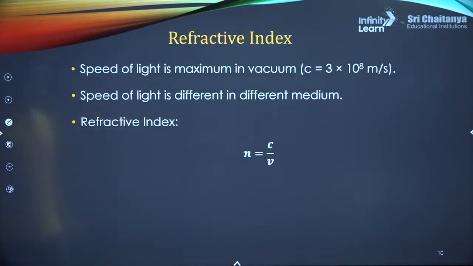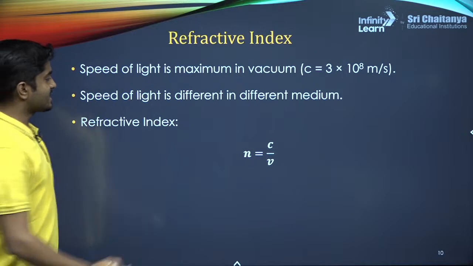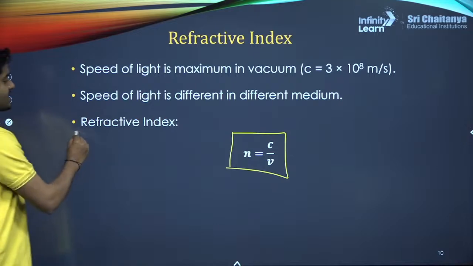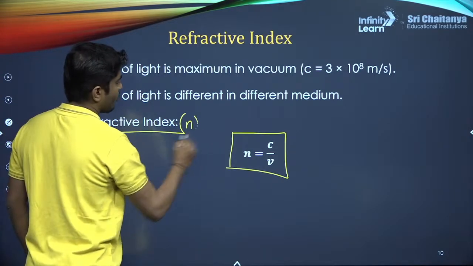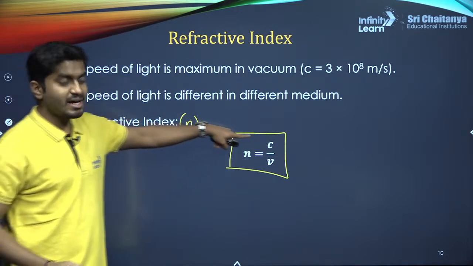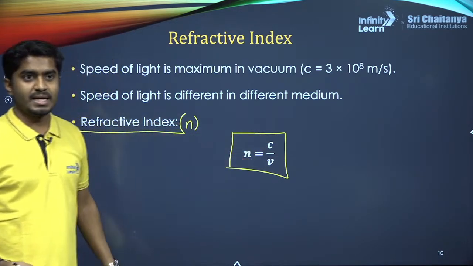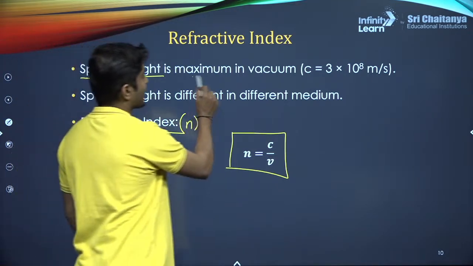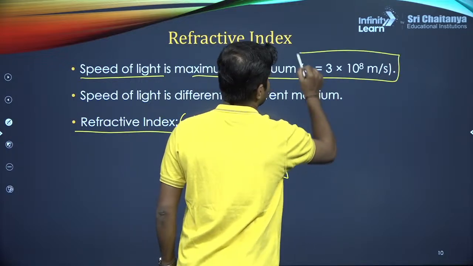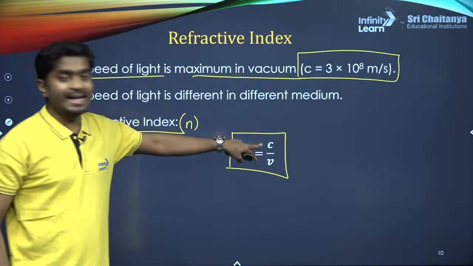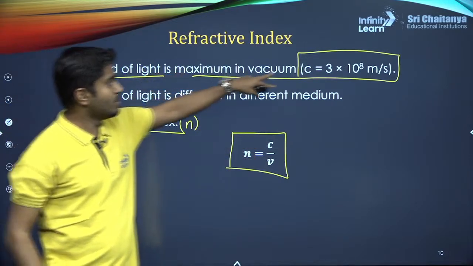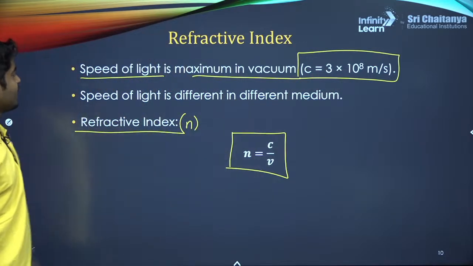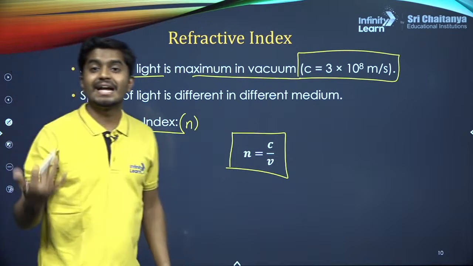Now, what is the refractive index? Refractive index is defined by this equation. We use the letter N for the refractive index. It is defined as a ratio of c divided by v. So what is c? The speed of light is maximum in vacuum. This is called c. c is the speed of light in vacuum, which is 3 into 10 raised to 8 meters per second. And what is v? v is the speed of light in that medium.